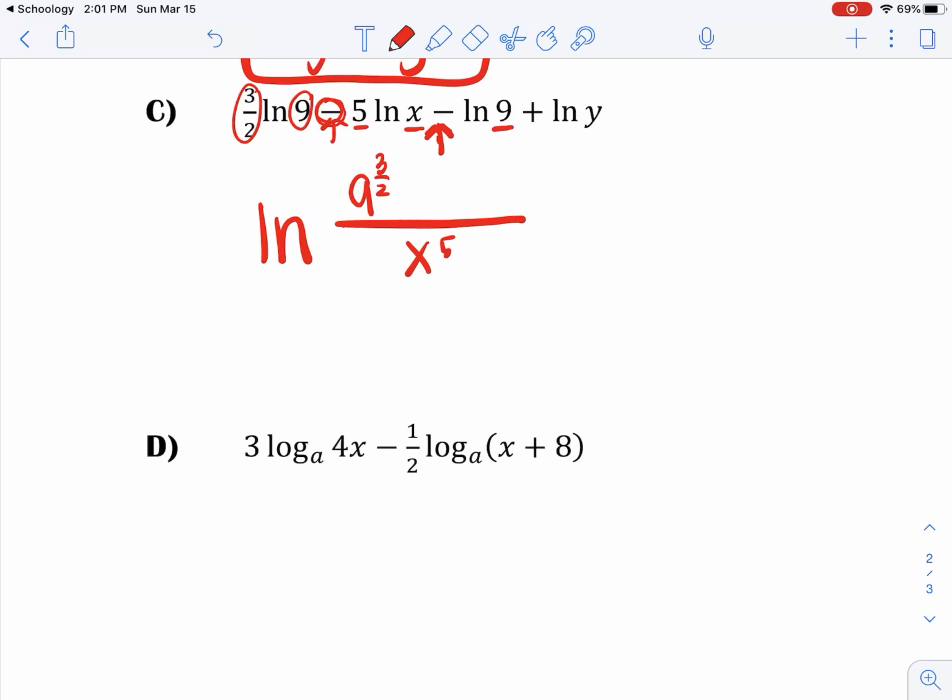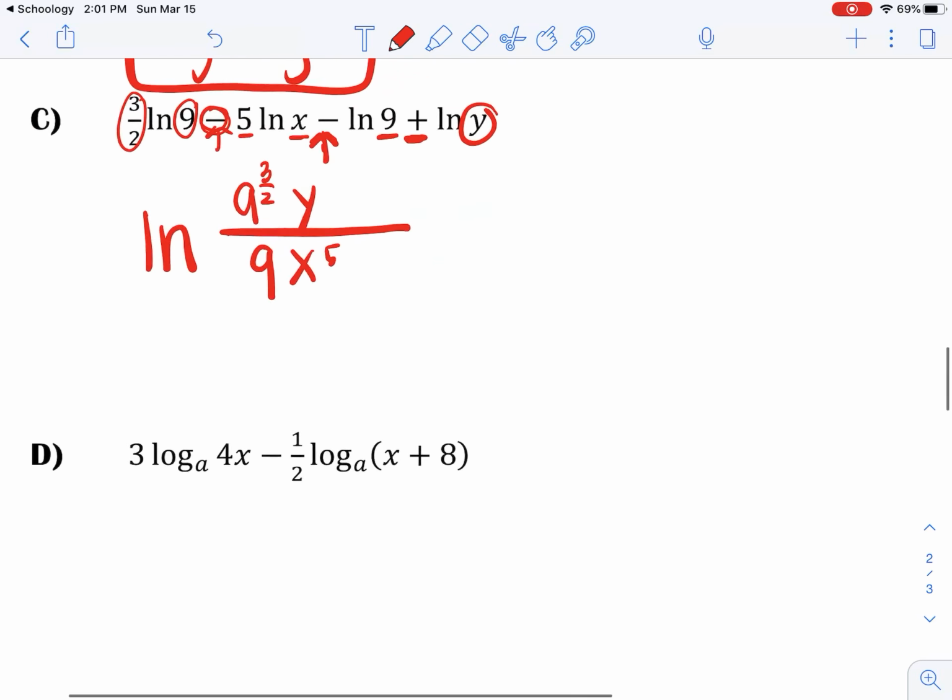Minus again, so notice I'm in my denominator again, 9. I wrote it in front because it's a coefficient. Now this is back to a plus right here, so this is back in my numerator. I have the argument of y in my numerator.